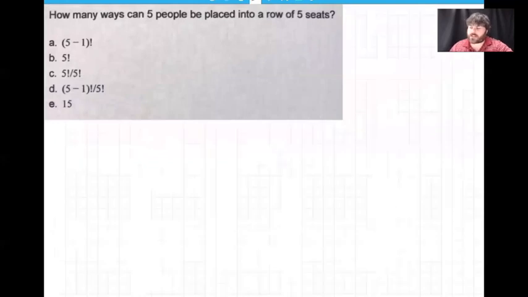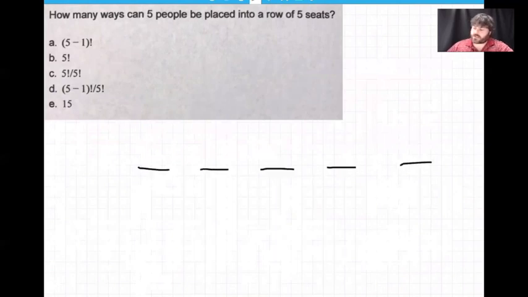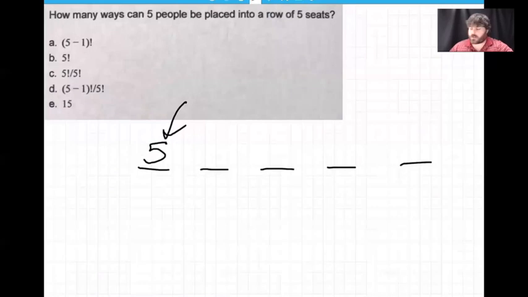All right, how many ways can 5 people be placed into a row of 5 seats? All right, we've got 5 seats. Those seats don't really change location. We've got 5 people. How many people can I put in the first seat? Well, I have 5 different choices. Now that one person's seated, I only have 4 more choices. Then 2 people are seated, so 3, 2, and 1. Remember, these can happen at the same time, so I'm going to multiply. And if I multiply that, I get a number.